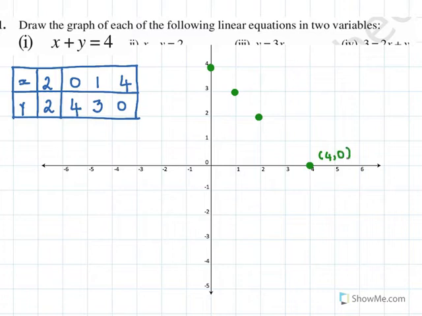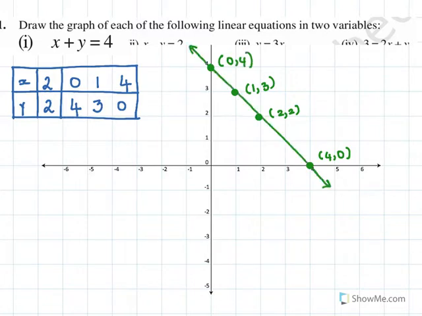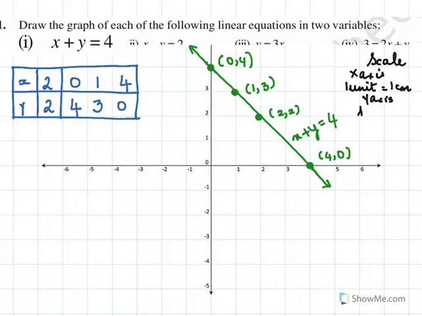This is (4, 0). Here is (2, 2). This is (1, 3). And here is (0, 4). So this is the graph of x plus y equal to 4. You also have to write the scale for every graph. On the x-axis, 1 unit equal to 1 centimeter. Y-axis, 1 unit equal to 1 centimeter. This is your x-axis and this is your y-axis.